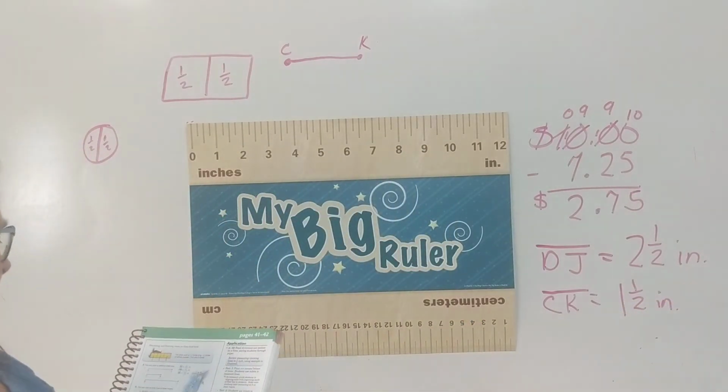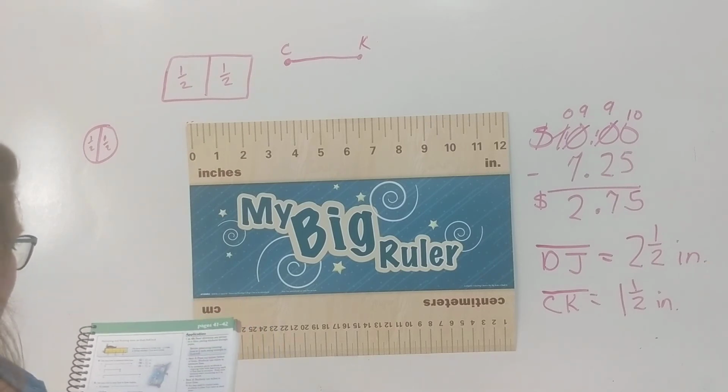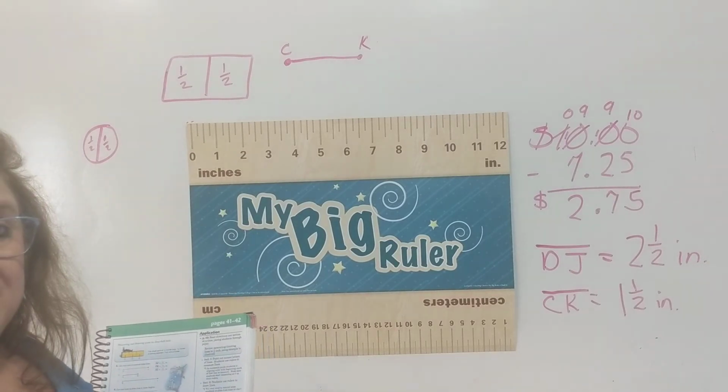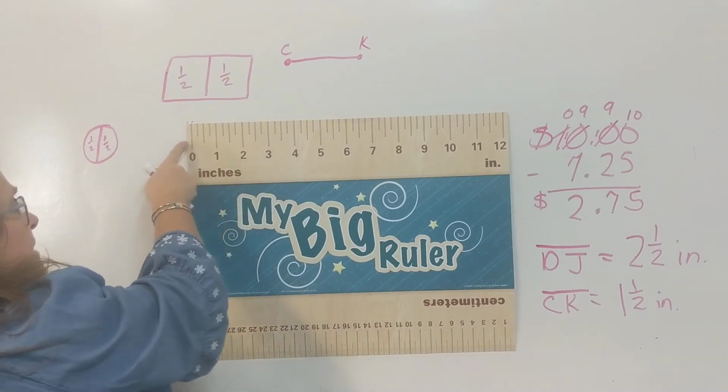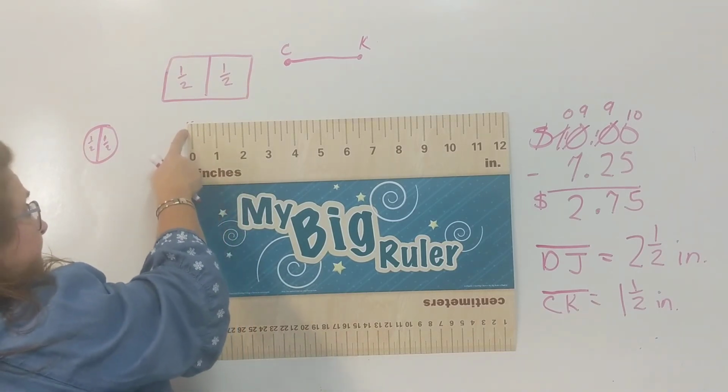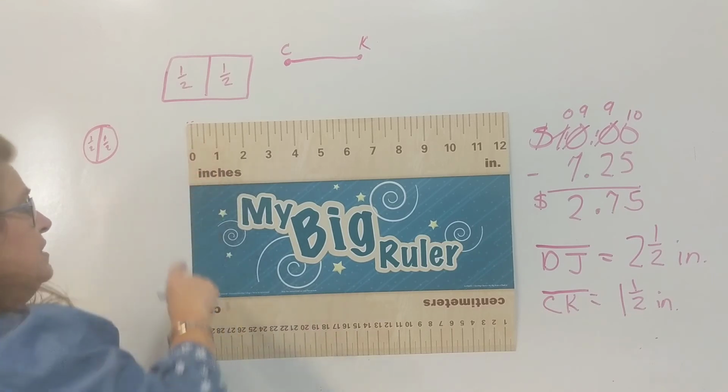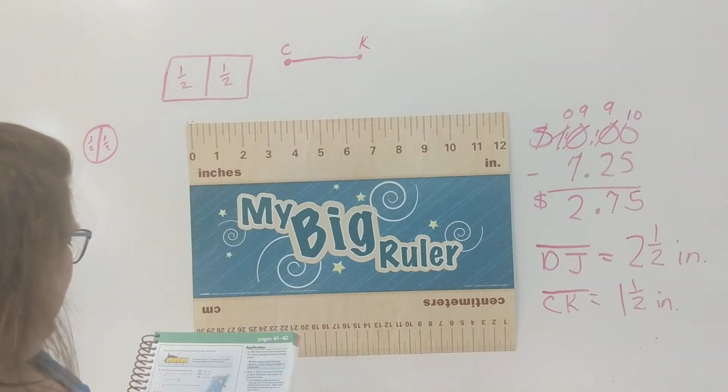And then your last line is GL. Wow, that line's a lot longer, isn't it? Make sure when you're measuring that you're starting wherever your 0 is, either at the line or at the end of the ruler or at the very first line. Okay? And measure that line out.